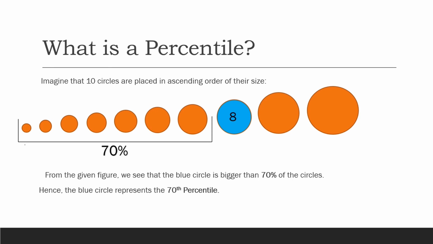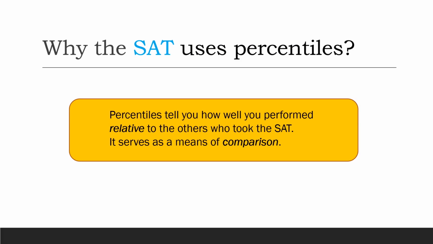Essentially, a percentile is a given percentage of data that lies below a certain value. Percentiles are very useful on the SAT because they tell you how well you performed relative to the others who took the exam. Hence, it serves as a means of comparing two students' scores. Also, if you took the SAT multiple times, it helps you to compare your performance on two different test dates.